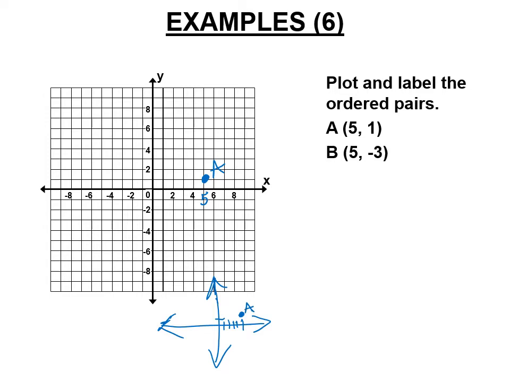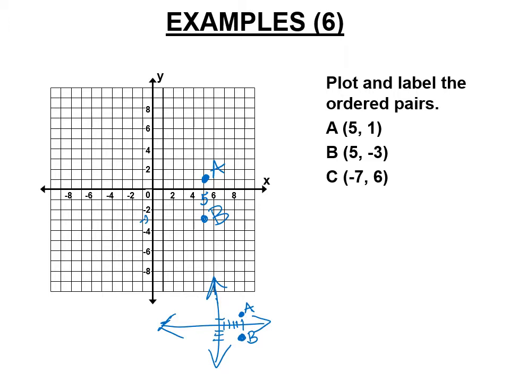All right, where's B? Well, B is at (5, -3), so we're down here. Without the grid, you're going to go 1, 2, 3, negative, and you're going to put B right there and label it so I know that you plotted the point. Notice you can put the letter anywhere around the dot, it doesn't matter.